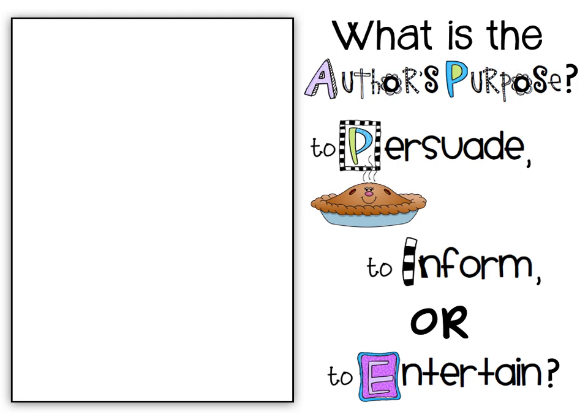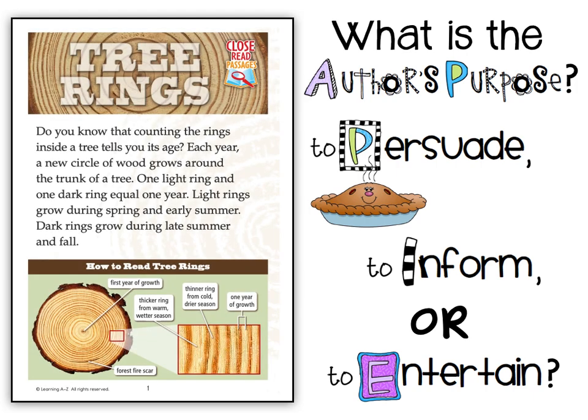All right, now we have another text called Tree Rings. Do you know that counting the rings inside a tree tells you its age? Each year, a new circle of wood grows around the trunk of a tree. One light ring and one dark ring equal 1 year. Light rings grow during spring and early summer. Dark rings grow during late summer and fall. How to read tree rings. First year of growth is in the center. There's a scar from a forest fire. If you look closer, the thicker ring is from the warm, wetter season, and the thinner ring is from a cold, drier season. And you can see 1 year of growth makes one ring.